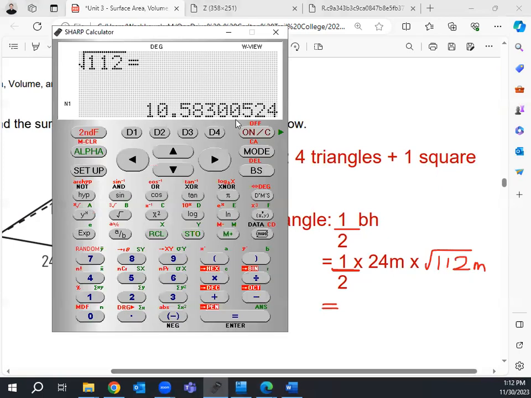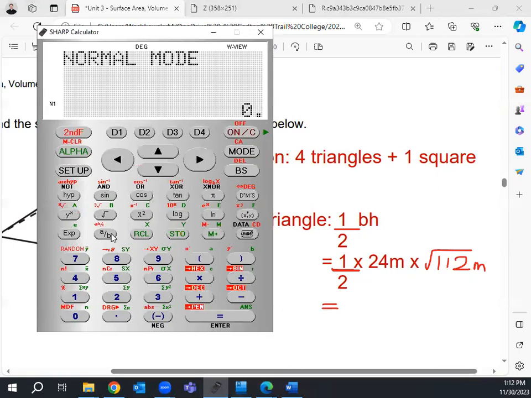So cool. Now all I have to do is punch that in my calculator, right? So I take a half. Remember, don't just press a half and press times and put all your other stuff on here. You have to use your little arrow key to move that over, right? So it's a half times 24 times the square root of 112. Don't do 112 square roots. That won't work. It has to be the square root first.